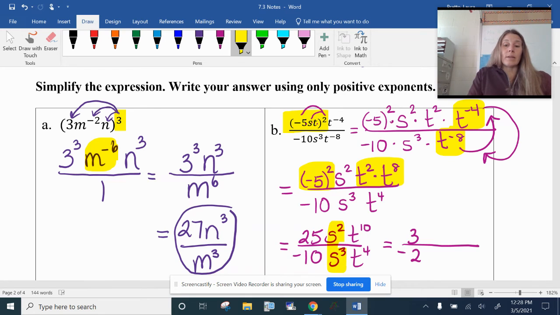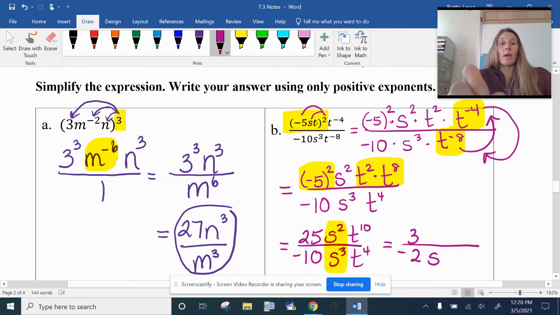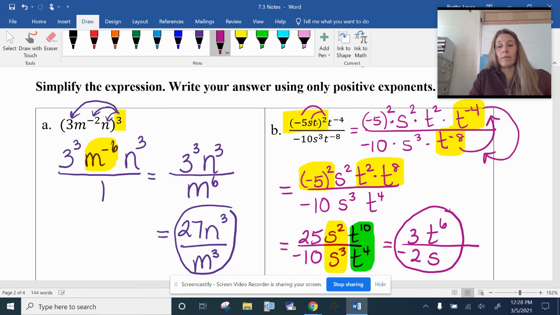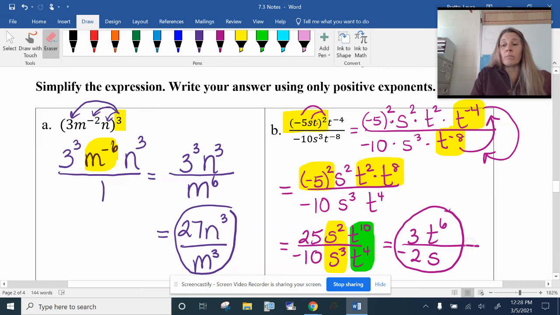Now with the s's here, remember our quotient property, we subtract the exponents and we put the answer wherever the larger one was. So 3 minus 2 is 1, and it's going to have to go on the bottom. And then when we do the t's, 10 minus 4 is going to leave us with 6, and that is going to go on the top. So our answer is negative 3 halves t to the 6 over s. You could do the negative on the top or the bottom. That doesn't matter as long as you've simplified everything accordingly.